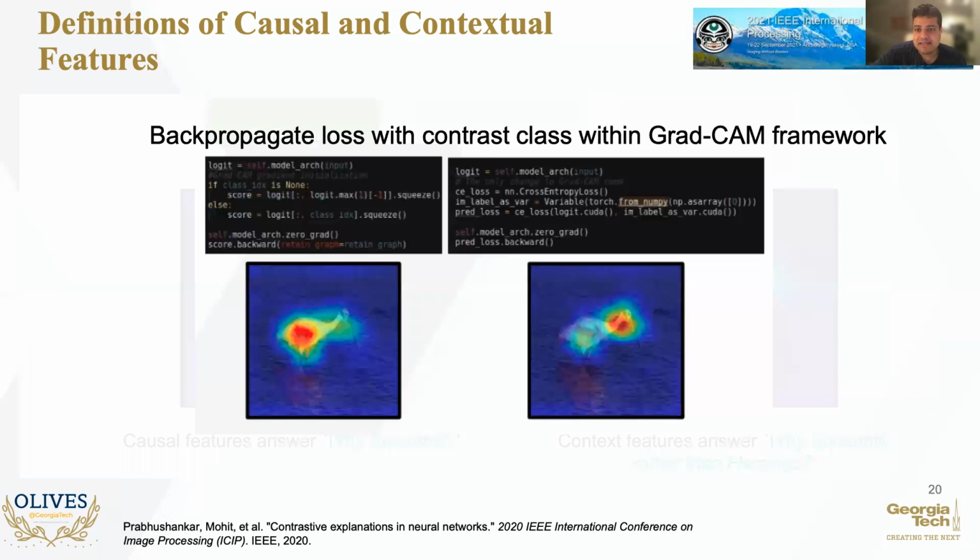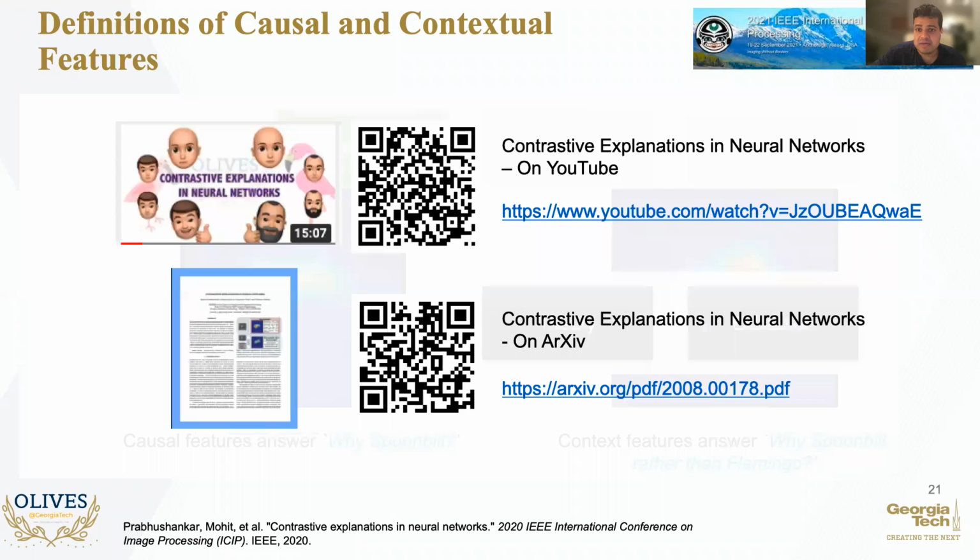As a small aside, these kinds of contrastive explanations can be obtained by making a small change in the Grad-CAM framework. While Grad-CAM backpropagates the logits of the predicted class, we backpropagate a loss between the predicted class and a contrast class. This was a paper during last year's ICIP from us. You can read the paper or watch the video for further details. The QR code and links are provided here.